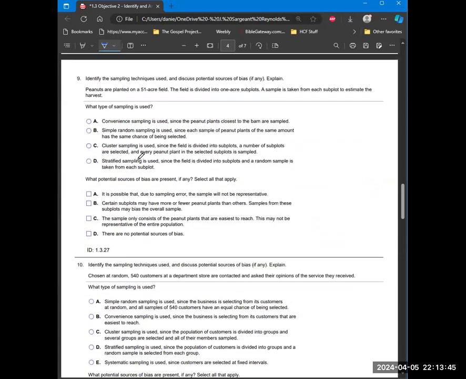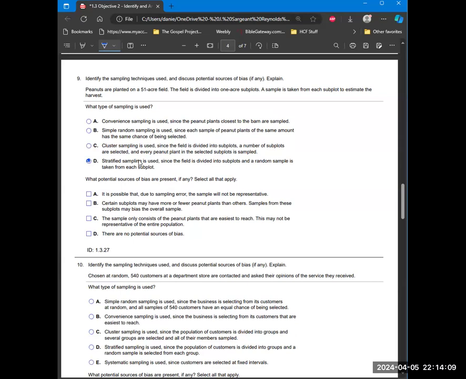All right, let's look at number 9. Identify the sampling techniques used and discuss the potential sources of bias, if any, and explain. Peanuts are planted on a 51-acre field. The field is divided into 1-acre subplots. A sample is taken from each of the subplots to estimate the harvest. So for 9, this is stratified sampling being used.